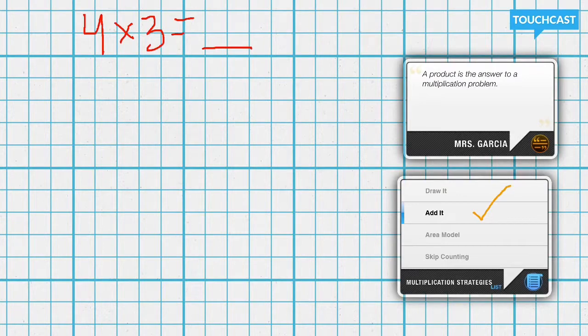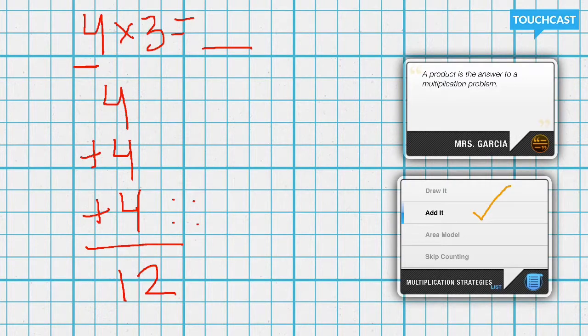So using the add it strategy, we have two choices. We can add 4 3 times, which would look like this. So 4 plus 4 is 8. And then if we add 4 more, we have 8, 9, 10, 11, 12. So 4 plus 4 plus 4 is 12.